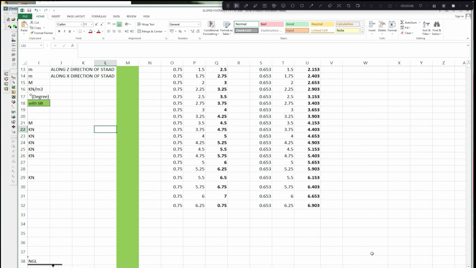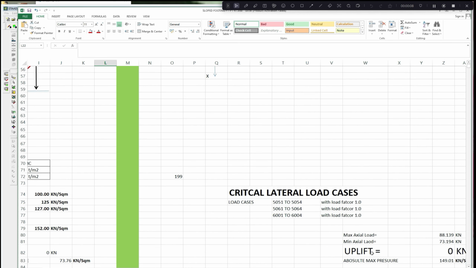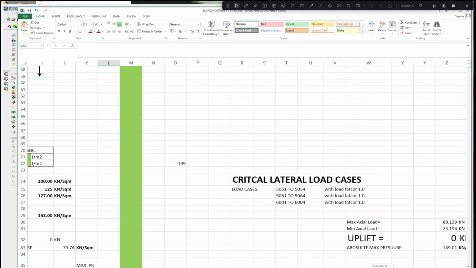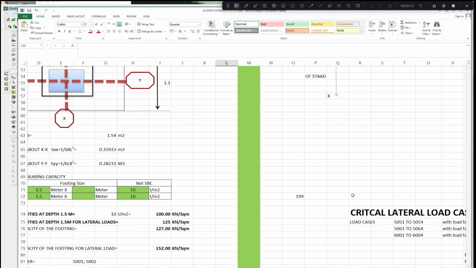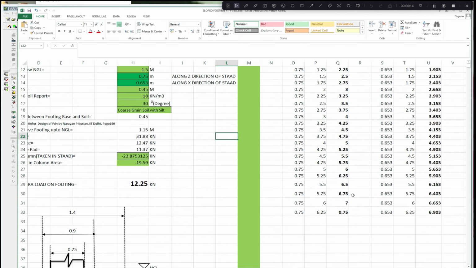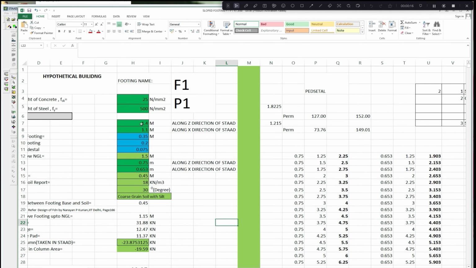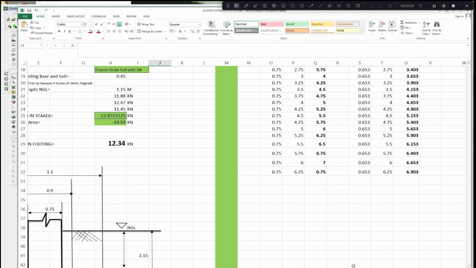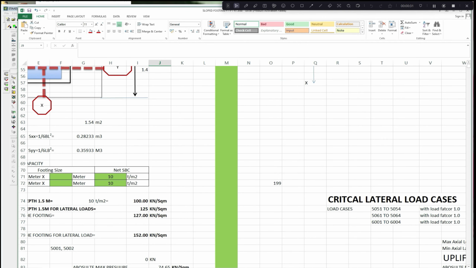So now let us see what happens to the lateral load. It is 149, which is less than 152 kN per square meter. So see, the best optimized solution. Now let us see what happens when we reverse this dimension, 1.1 into 1.4.